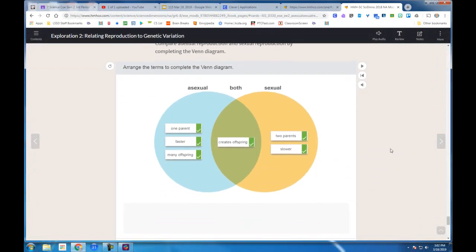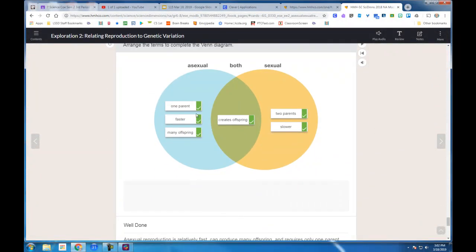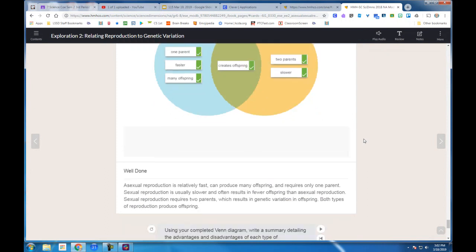Coming down to the Venn diagram, there it is in correct form. We've got one parent, usually faster with many offspring, compared to two parents. Takes a little bit more time, but both of them result in offspring.